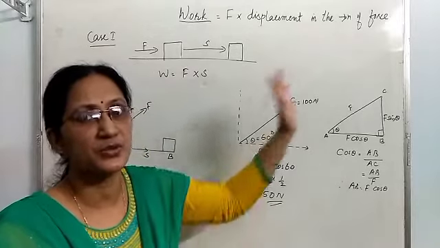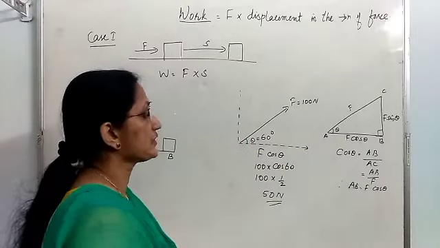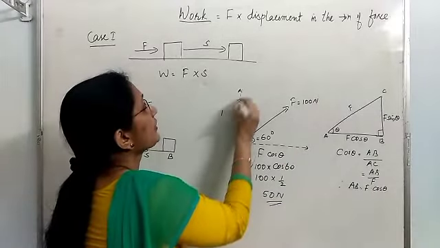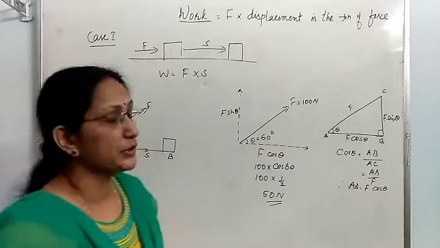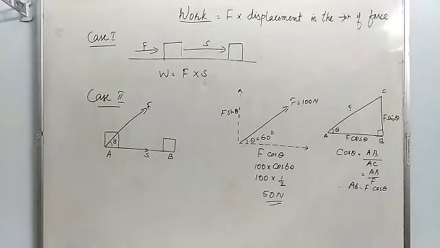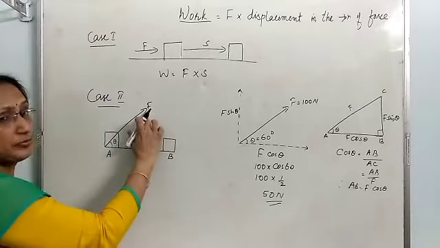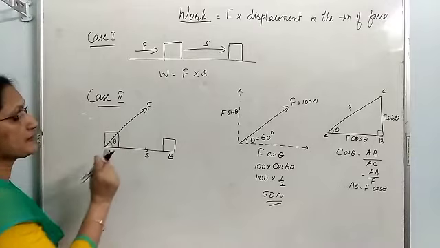I hope you understood how to split a vector. Horizontal component is F cos theta and vertical component is F sin theta. This is the way to split the vectors. Now come back to the previous case. Here the force is F, displacement is S, angle between F and S is theta.